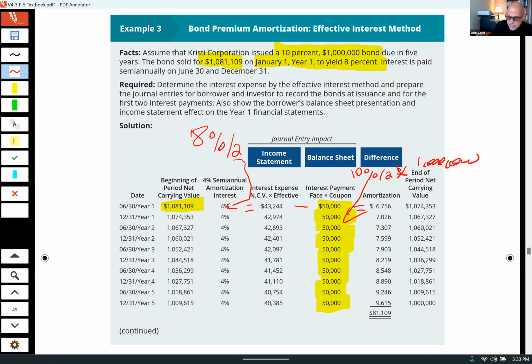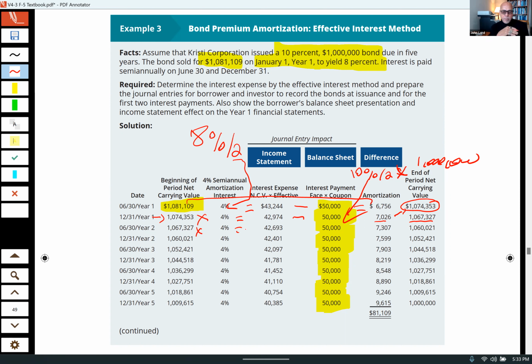That difference is the premium amortization. We take that, and what do we do with premium amortization to figure out the new carrying value? We subtract it from the previous carrying value, per our earlier flashcard, to get the new carrying value. That new carrying value comes over times 4% gives me that. The difference is what? The 7,026. I subtract that from the previous carrying value, gives me the new carrying value. I bring that over, and so on.